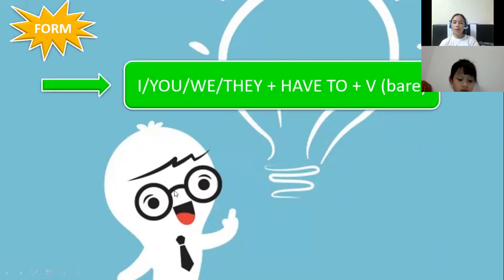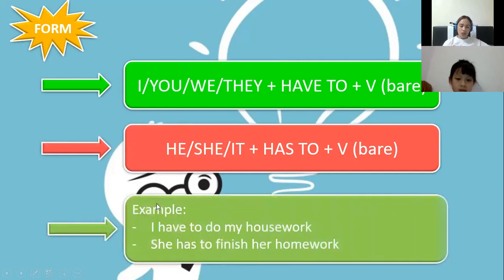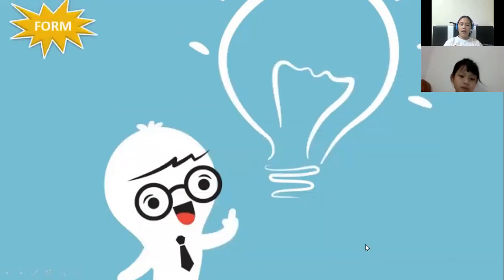Okay, this is the form. Can you read it? We, they have to verb. Okay. Next, he, she, it has to verb. Yes. I have to do my housework. They had to finish their homework. Yes.